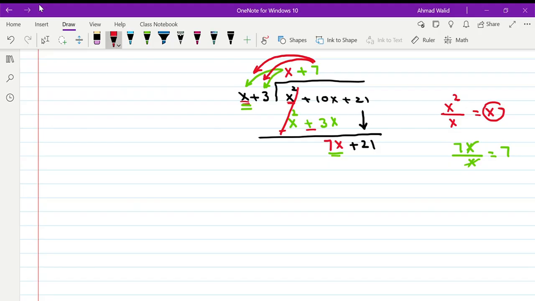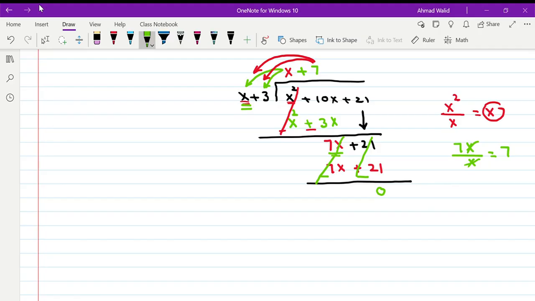7 times x gives you 7x. Positive times positive gives you positive. 7 times 3 gives you 21. Now change the sign and subtract. Positive 7x, I'll change it to negative, and this one also negative. These two cancel out, these two cancel out, and you end up with 0 remainder.